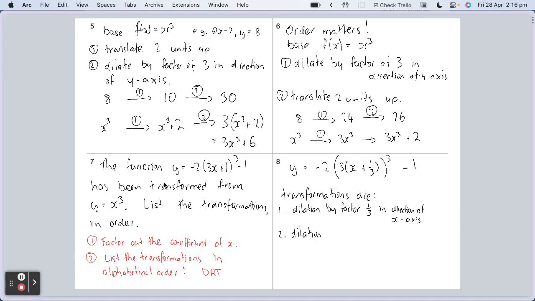Dilation by factor 2 in direction of y-axis. Yes, so it's the ones inside the cube, the things that are hitting, are affecting the x effectively. They're the ones that get sort of reversed. Yep.